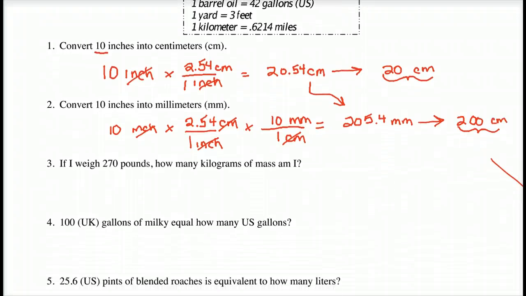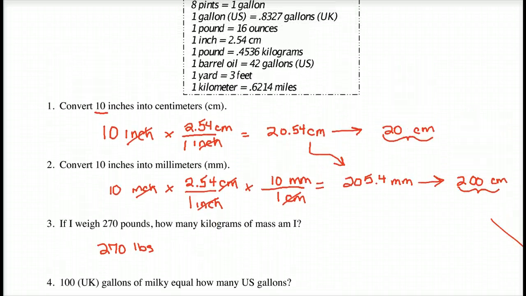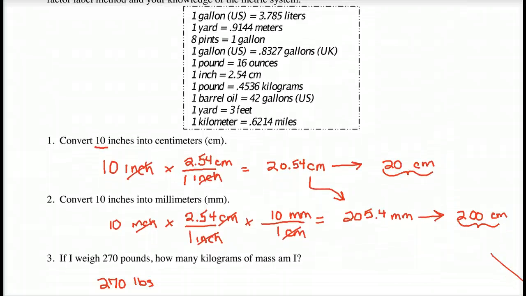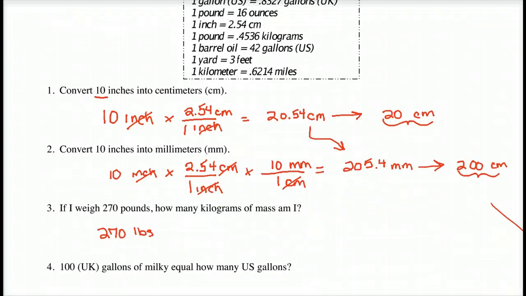Okay? Now, right now, I'm holding you accountable for this raw answer. Okay, number 3. I want to take 270 pounds. Well, guess what? I'm going to write what's given to me. I'm going to do lbs. Convert to kilograms. How many kilograms of mass am I? All right, that sounds like a Dr. Seuss question, but in any case, I'm going to go and see what kind of conversion factor I have.